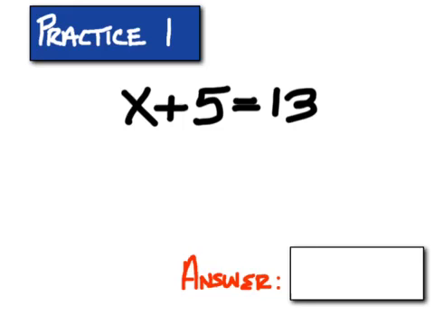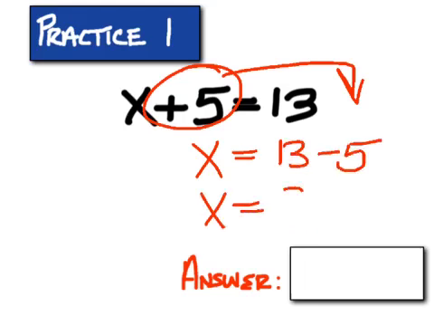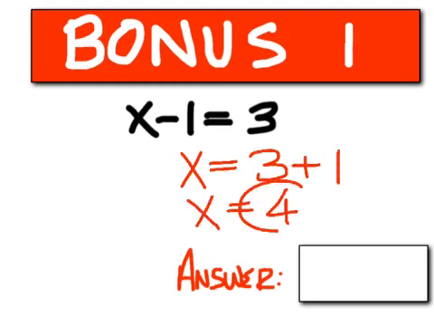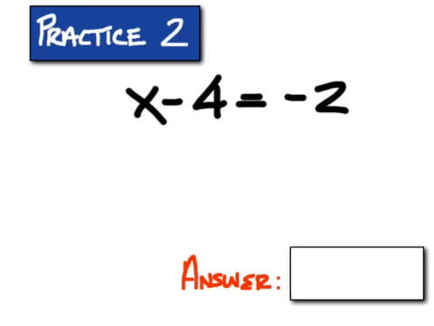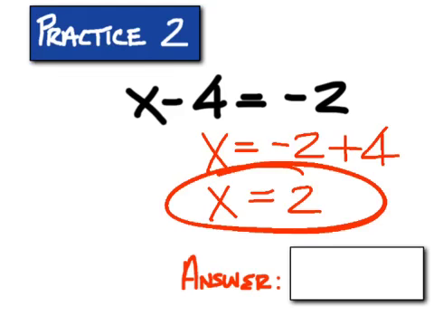Try this one and drop it off. On the practice problem, you must move this to the other side and do the opposite. That should give you an answer of 8. The answer should be x equals 3 plus 1, which is 4. For the practice problem, you should have negative 2 plus 4, which will give you an answer of 2.